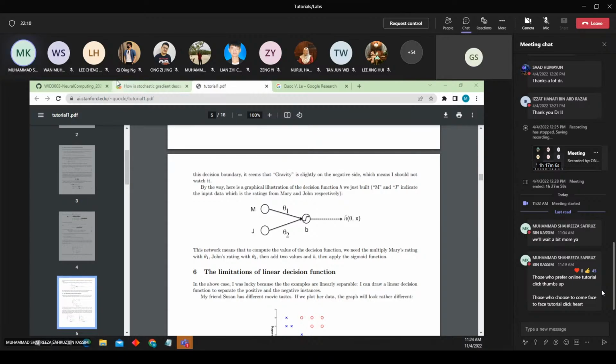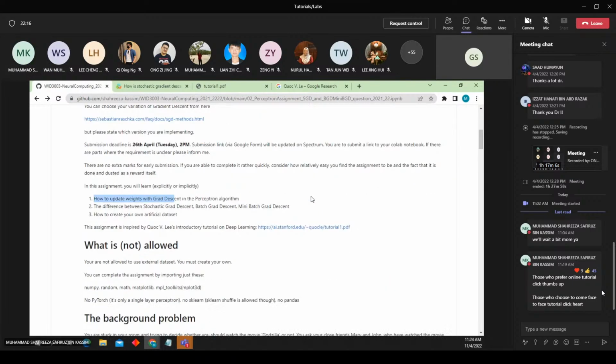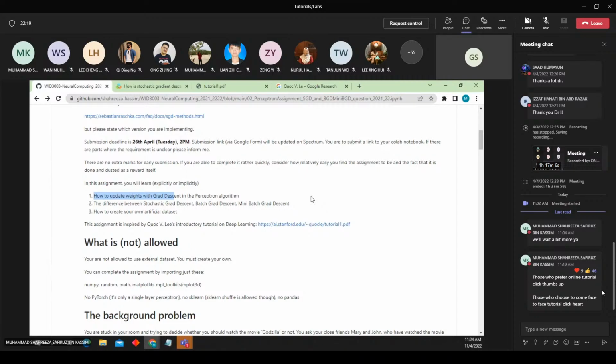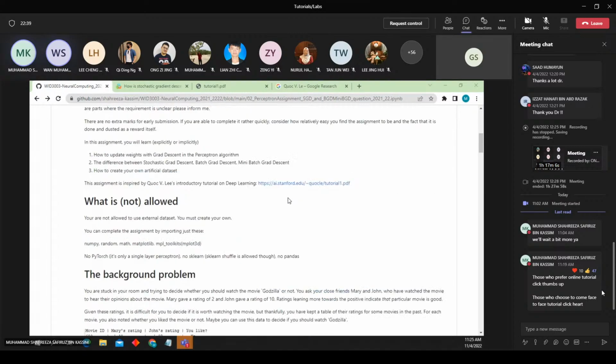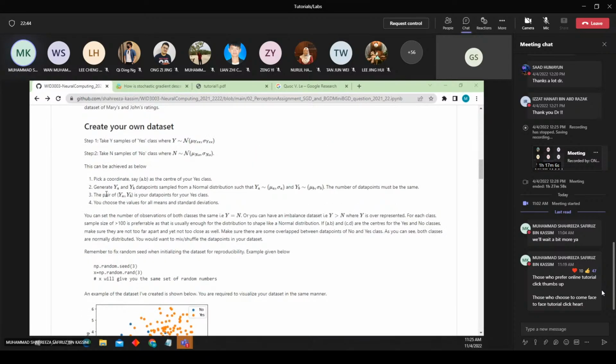And back to the assignment. Any question on the assignment? So basically, for the data, we just come up with however many data points we want, randomly generated. You mean the data set? Yeah, the data set.